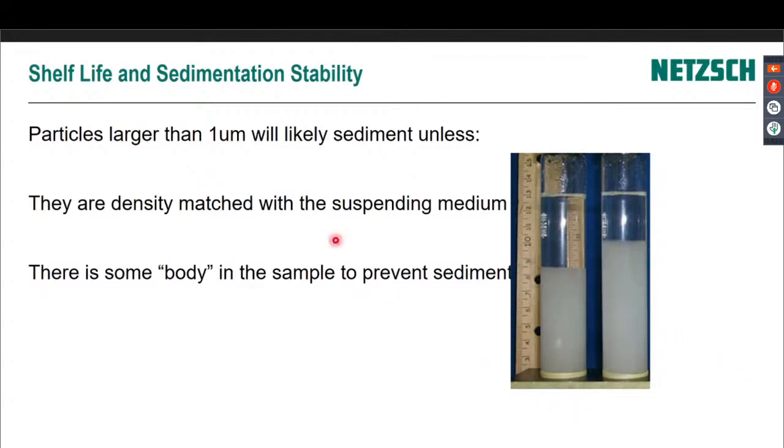If the particles are less than a micron, by the way, you will never get sedimentation unless they start to agglomerate or aggregate together. And so that would be a zeta potential phenomenon. You need to charge them up so they repel one another, and then they won't sediment. But if they're bigger than a micron, they will.